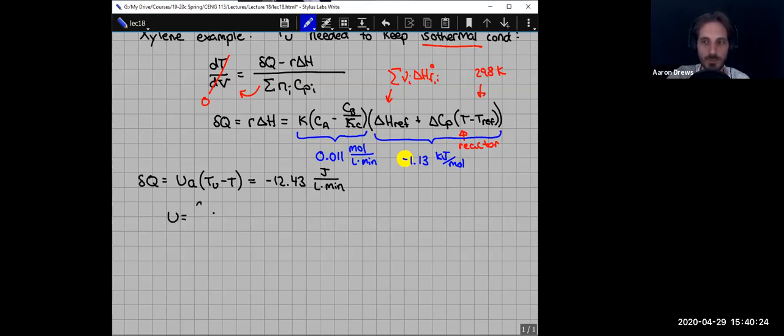That hasn't changed from our previous definition. It's still 1 over h plus 1 over h_u, and then inverted. So xylenes are organics, and let's assume that we're using water to cool this thing. Water is a liquid, so we can calculate this U to be 600 joules per second per meter squared per Kelvin.